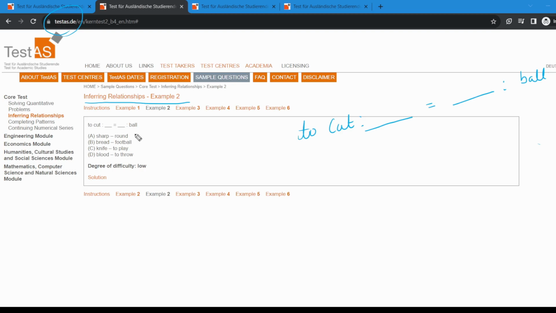So for the first option, to cut is too sharp and round is ball. It doesn't seem to fit for us, so it's a cross for me. To cut is bread and football is ball. We can cut the bread but we play with the football, so it is again wrong. So, to cut with a knife and to play with a ball. So the C option is okay for us. So C is our answer over here.